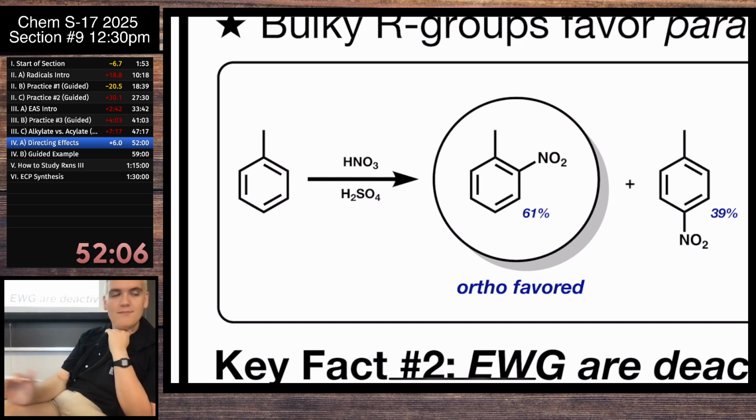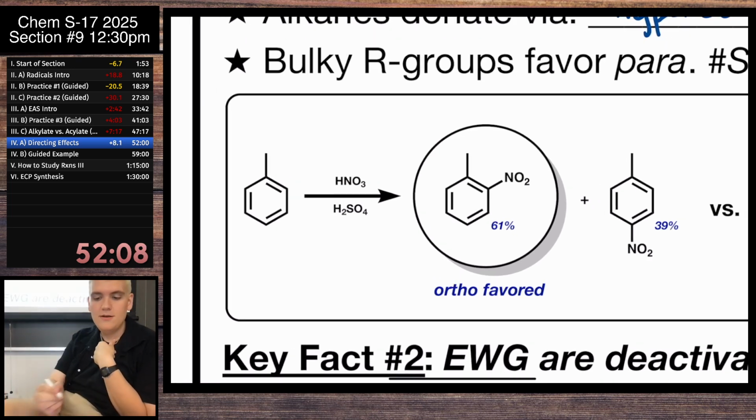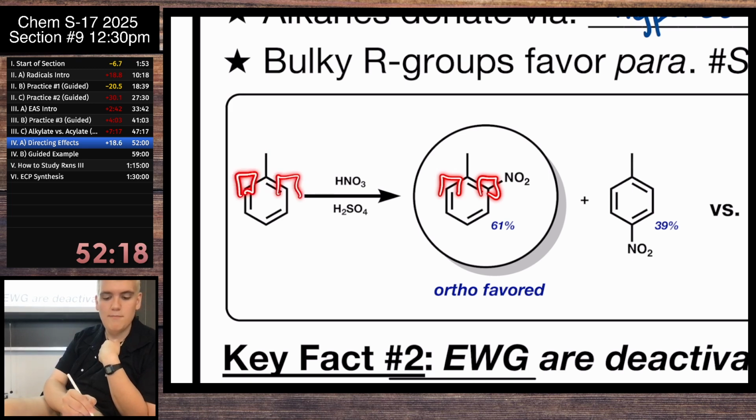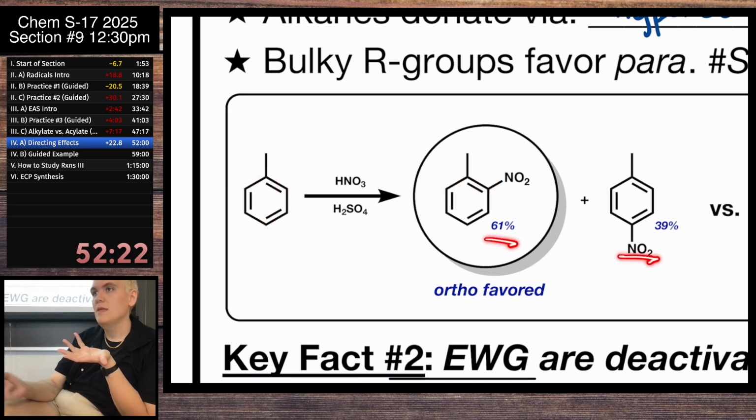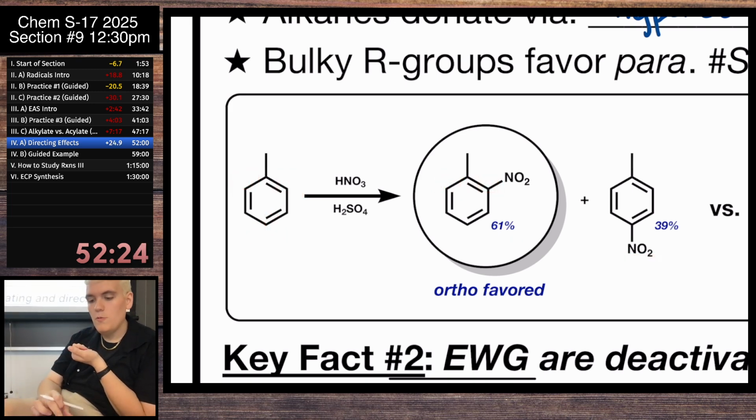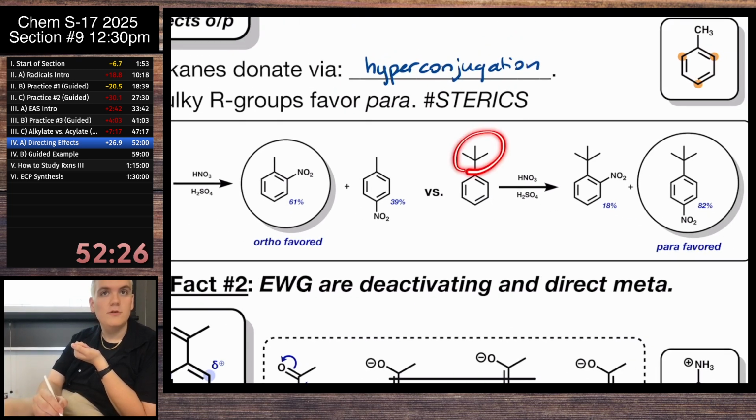What you can see with some standard examples here is when you have a small R group, like just methyl, then ortho is going to be favored simply because there are 2 ortho positions and 1 para position. And so you get almost a 2/3, 1/3 split here. But when you have a bulky group, like a tert-butyl group, it's going to heavily favor the para position just because of sterics. It's going to be hard to add something right next to a big tert-butyl group.